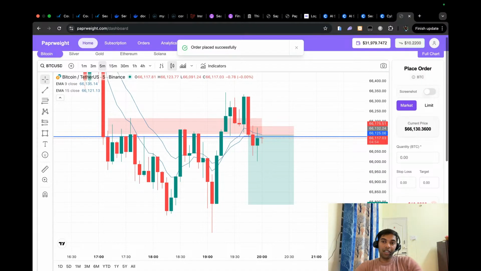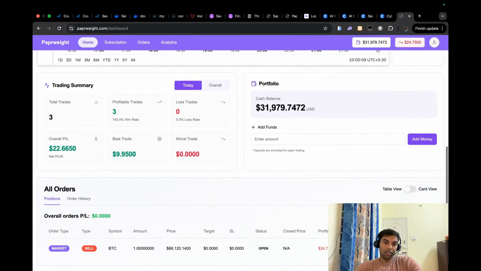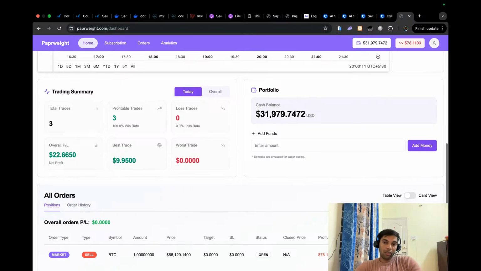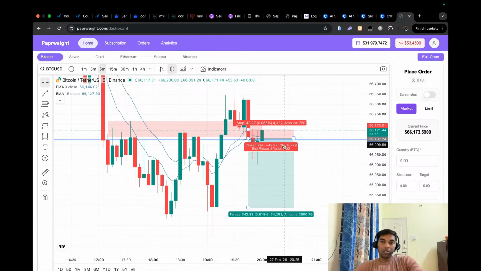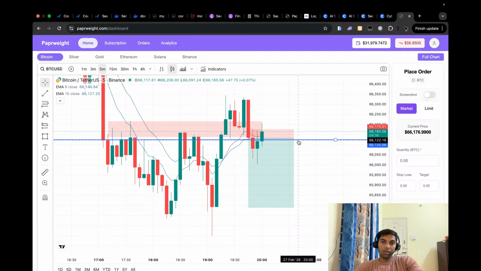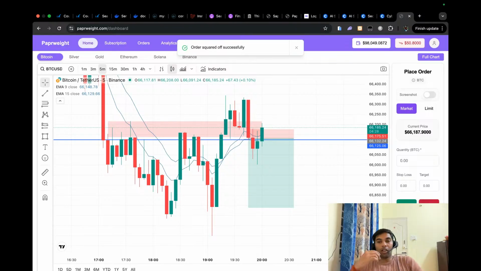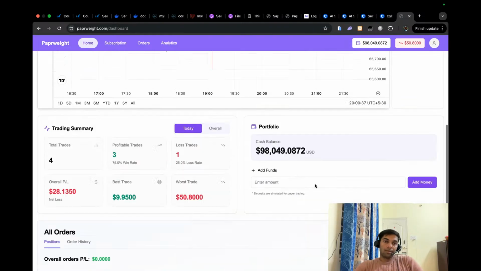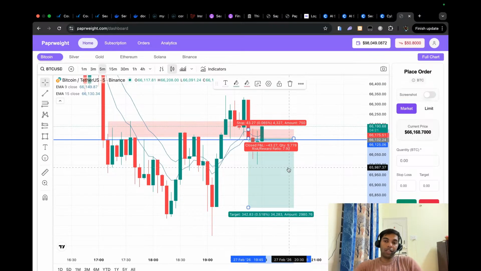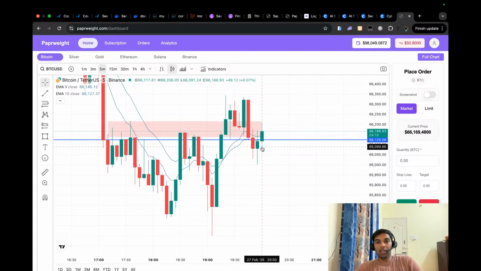I punched the trade again in the selling side. Let's see where I punched my trade. Okay, 66120. Okay, I squared off my position because this is not a good candle. I should not have entered again.